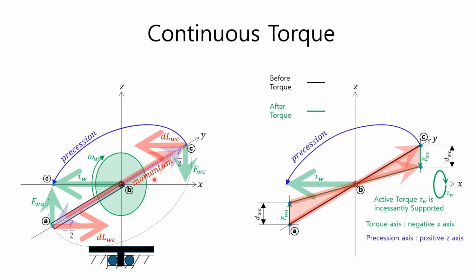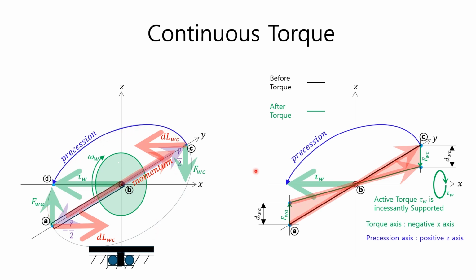Since the direction of the infinitesimal angular momentum dL_WC coincides with the precession direction, the gyroscope performs the precession motion and rotates along the direction of the circle passing through point D from point C. Since the floor plate on which the person is standing can rotate without friction with the ground, all objects on the floor plate, including the person, will rotate in the precession direction.